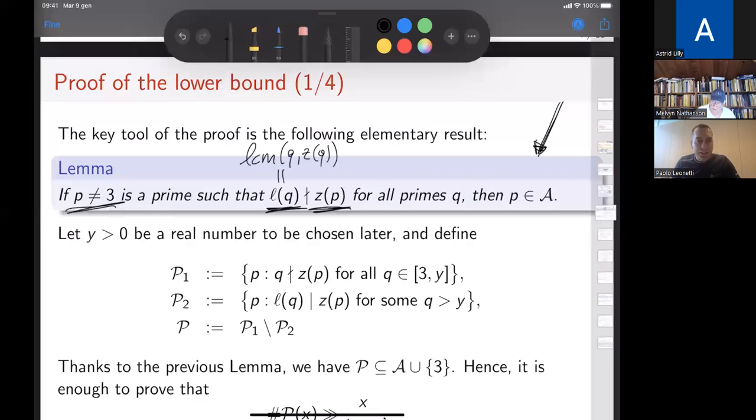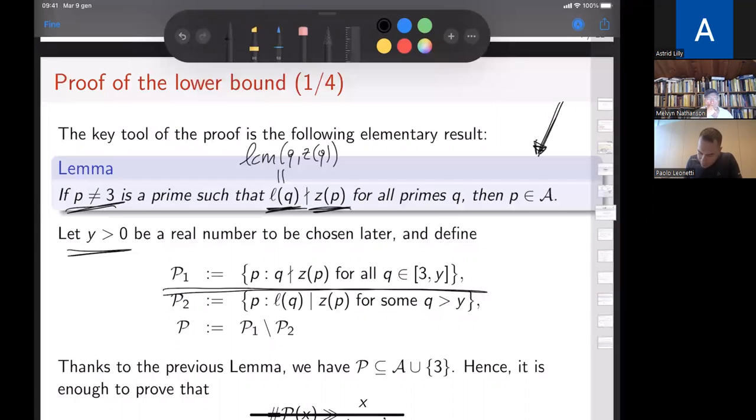Now we are going to see that the set of primes which satisfy this condition have a positive relative density with respect to the primes. So the lower bound is at least x divided by log x up to a constant. Now we fix y, that we are going to choose later, but you fix a real number y, and we define these two sets, P1 and P2.